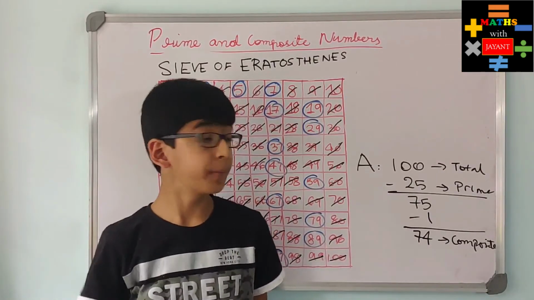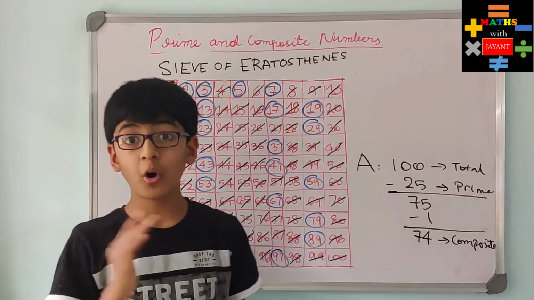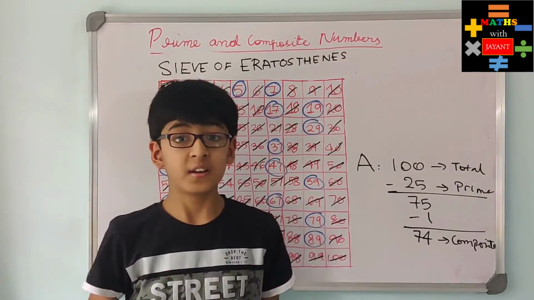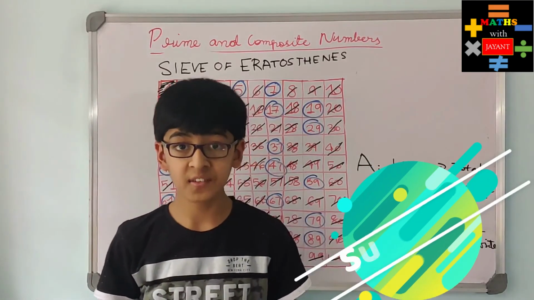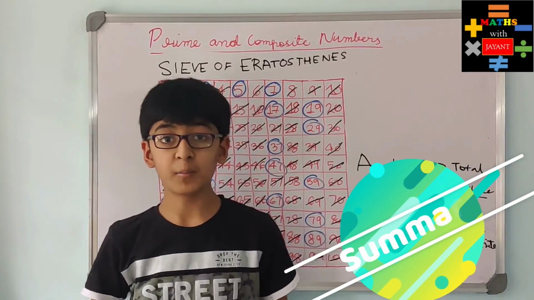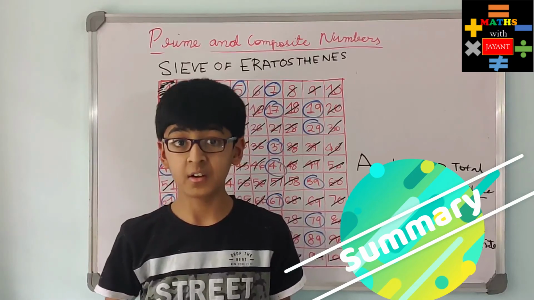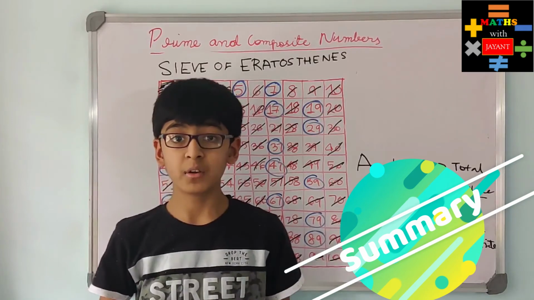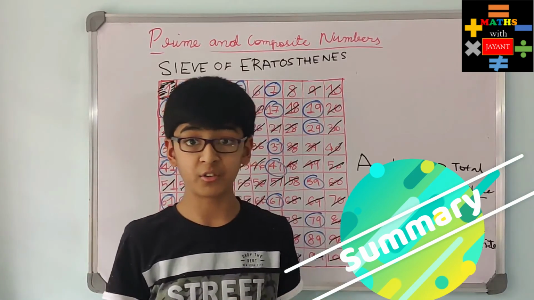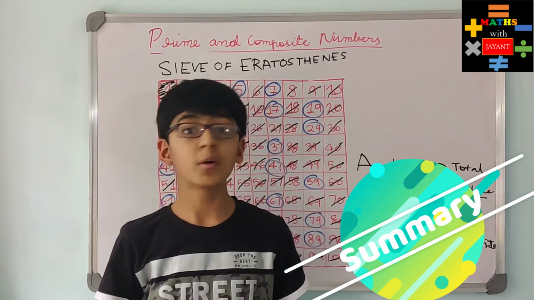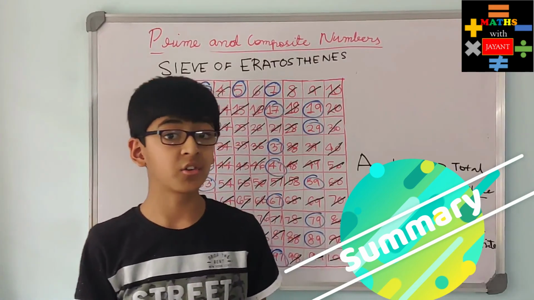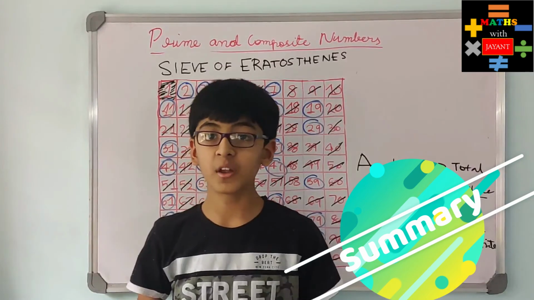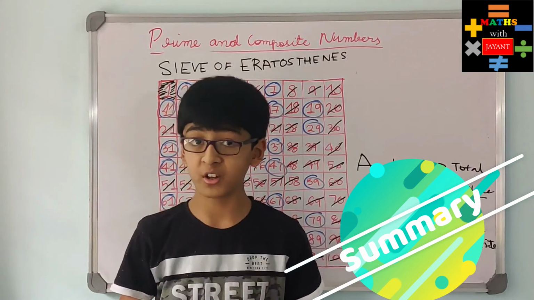So hope you understood all this about prime and composite numbers. Let us just revise prime and composite numbers. First thing, 2 is the only even prime number. We know that. Now let us just know the definitions of prime and composite numbers. A prime number is a number that has 2 factors. A composite number has more than 2 factors. Then we need to know that 1 is neither prime nor composite.